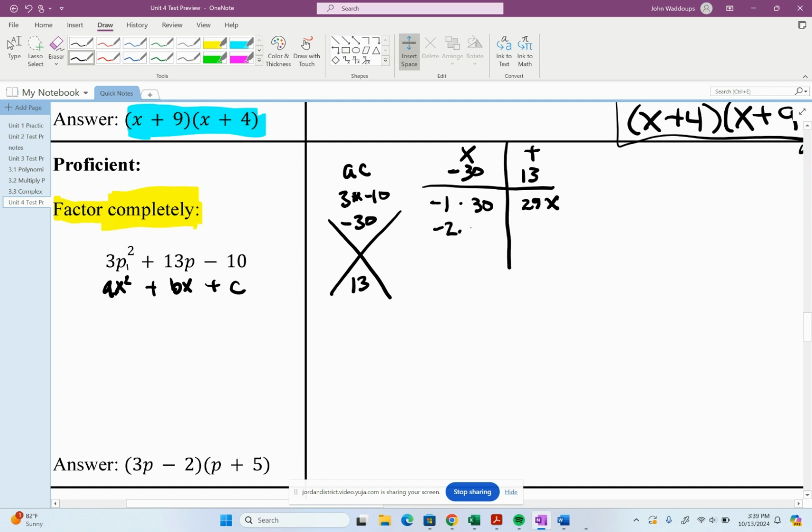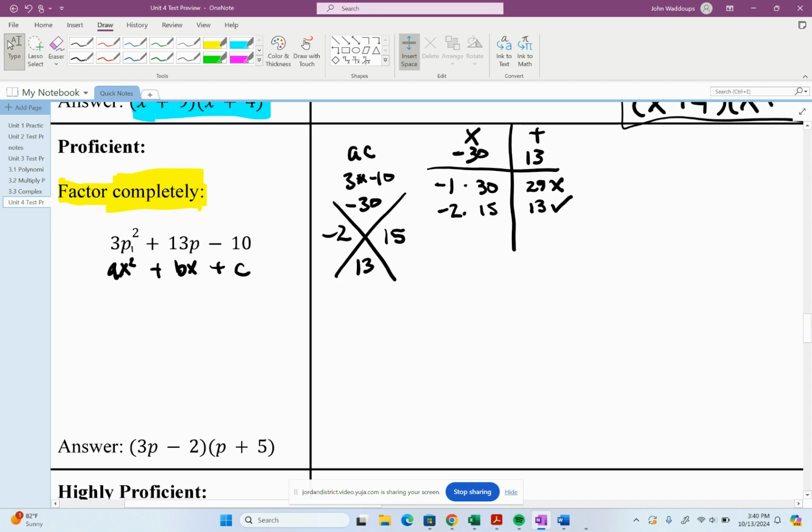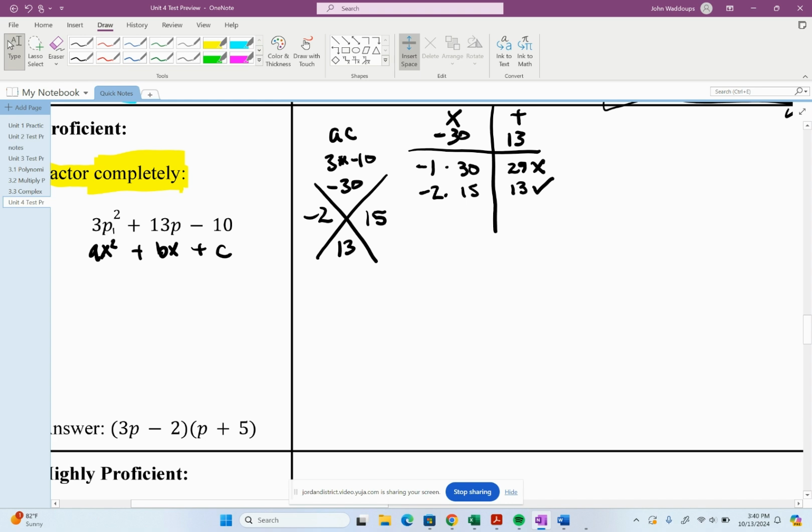Negative 2 times 15. So again, I'm just putting the negative on the smaller absolute value. Negative 2 times 15 is negative 30. Negative 2 plus 15 is 13. So those are the numbers, and I don't have to keep looking. Negative 2 times 15 would give me negative 30, and negative 2 plus 15 is 13. So those are the numbers I'm looking for.